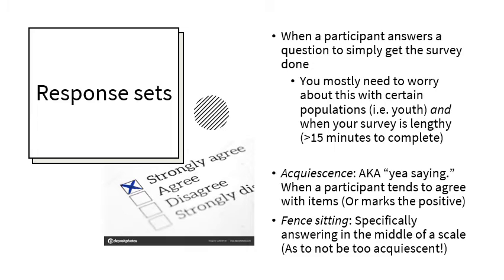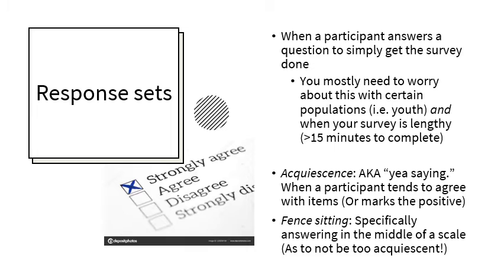Imagine when somebody simply just writes strongly agree to every single question without actually reading the question. That's a response set, in which somebody is using shortcuts of some sort in order to get through your survey and hand it back to you. Like I said, this is mostly a concern with certain populations as well as lengthy surveys. For example, surveys that take more than 15 minutes to complete are when you have to start worrying about response sets. Two different types of response sets that also exist are acquiescence and fence-sitting.